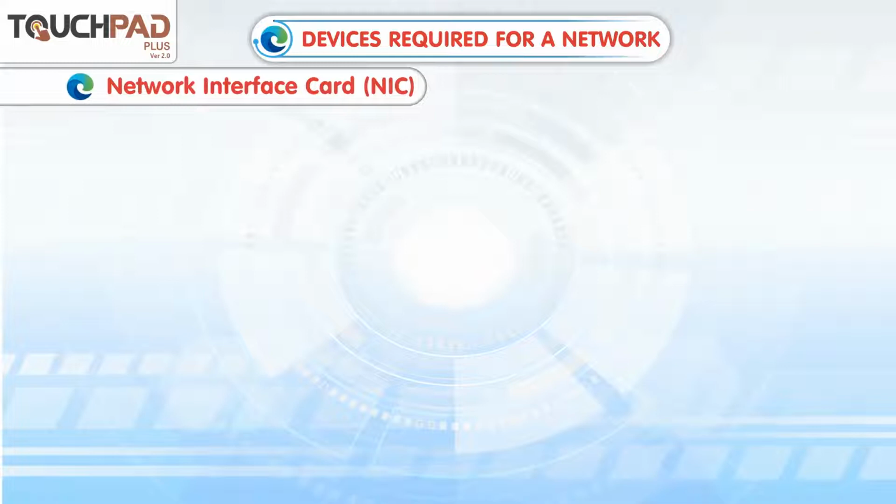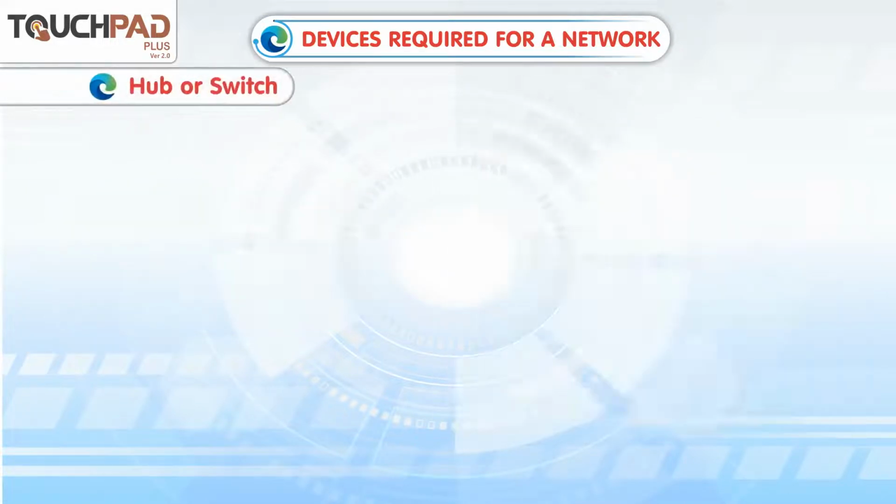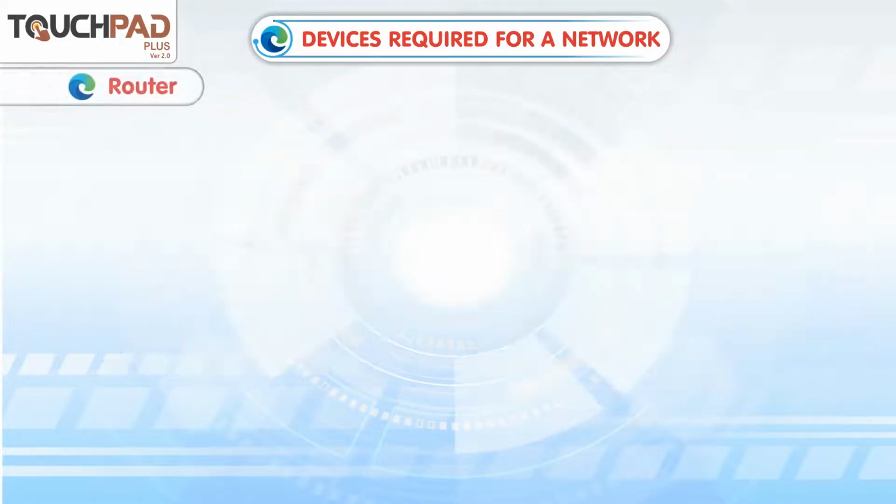Network interface card. It is an expansion card which provides the network access to a computer. It allows the computer to connect to a network through a wired or wireless medium. Hub or switch. It is a hardware device that has various ports to which the computers, printers, and other networking devices are connected. The main function of a hub is to direct information around the network and facilitate communication between all the connected devices.